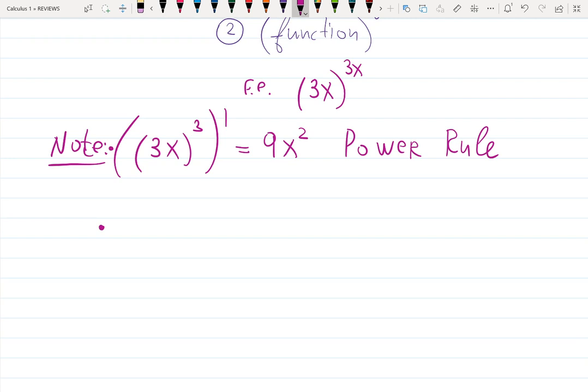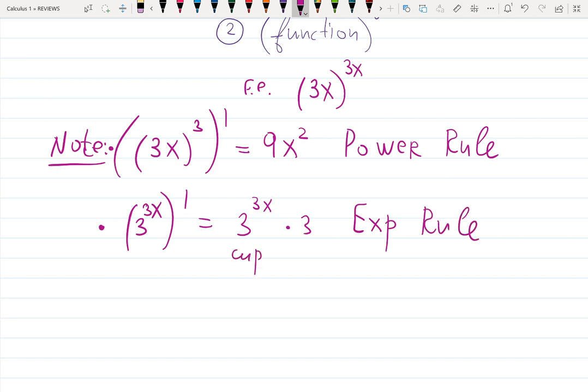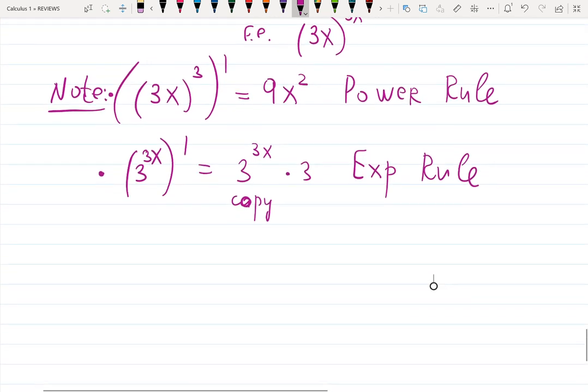We already reviewed this power rule at the beginning of this video. What if you have 3 raised to x? That's an exponential function, right? I can even do 3 raised to the 3x. That's going to be 3 raised to the 3x times 3. That's the exponential rule and chain rule: copy, times the derivative of the exponent.